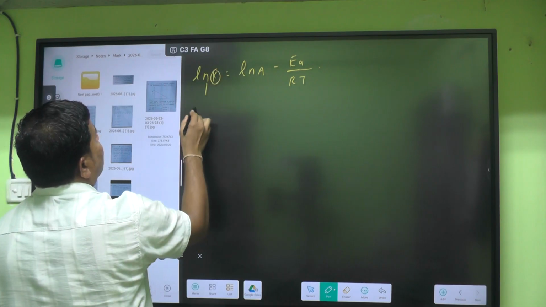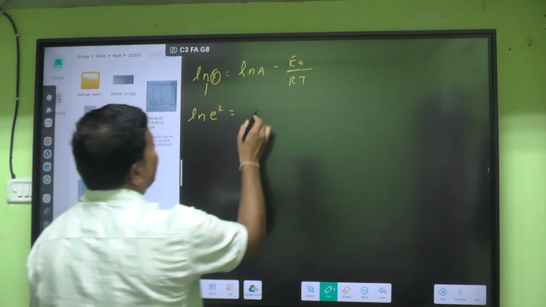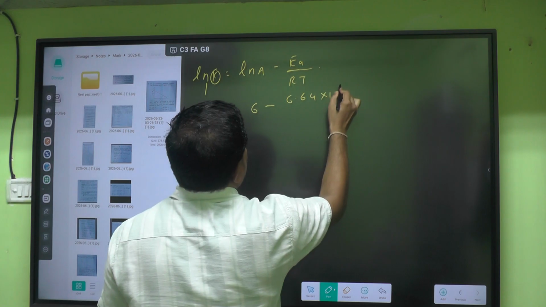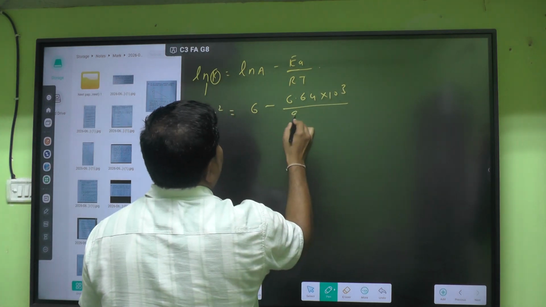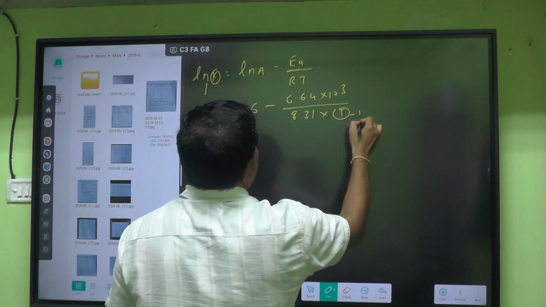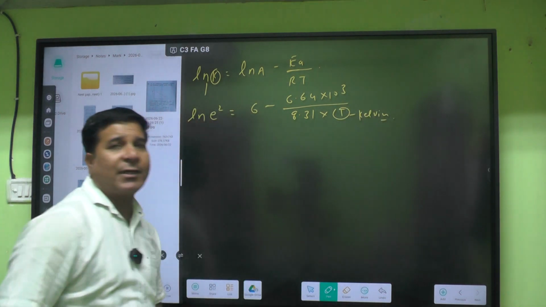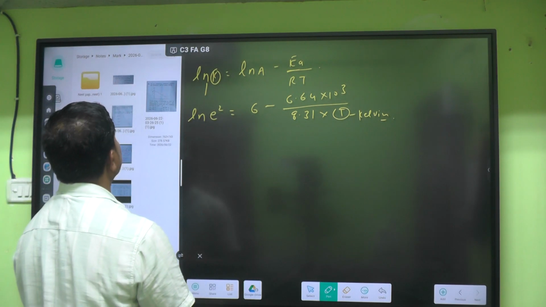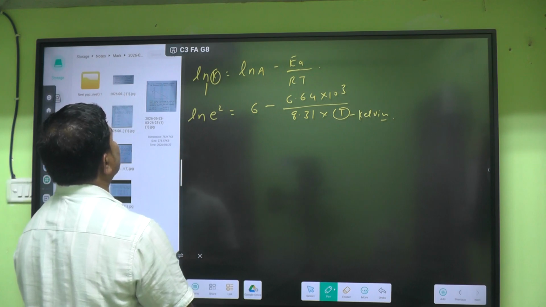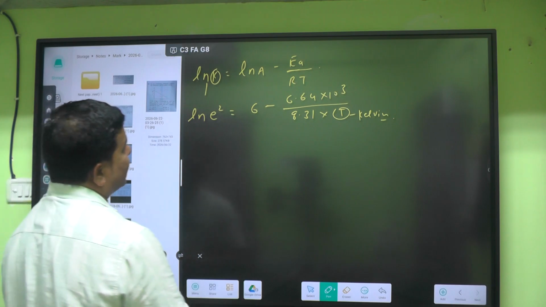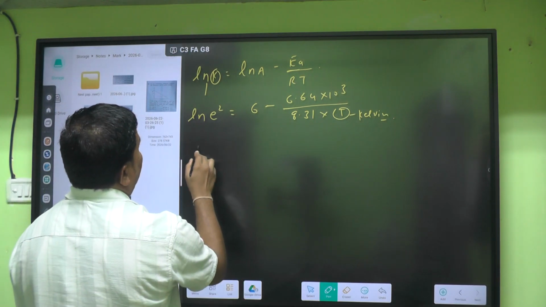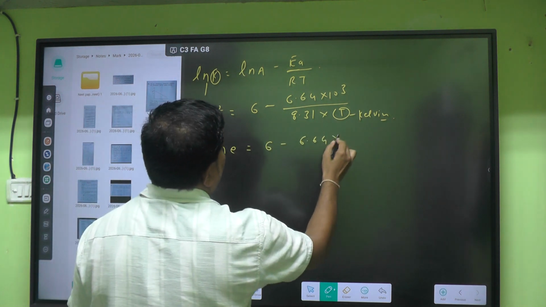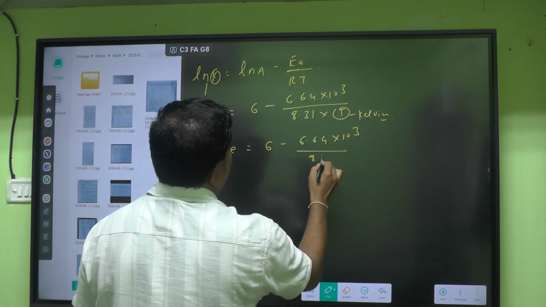Now K is given as e squared. Ln A, the value 6, is given. The activation energy is 6.64 into 10 to the power 3. R value is 8.3. Now we have to find the temperature, always in Kelvin. The intercept value C is ln A, 6, given here. Now we can write 2 ln e is equal to 6 minus 6.64 into 10 to the power 3 into 8.31 into T.